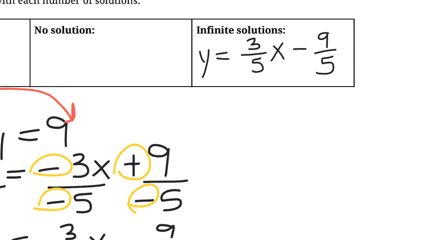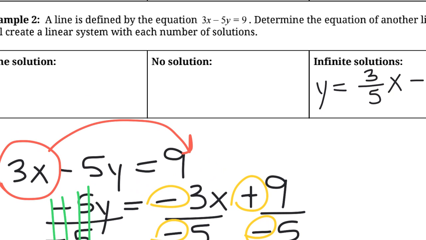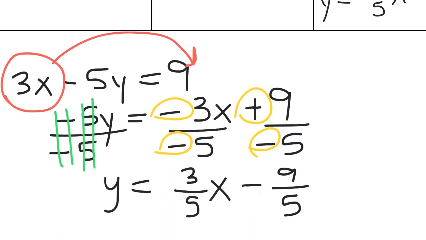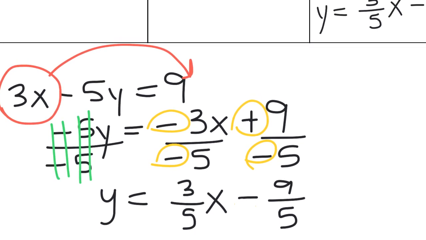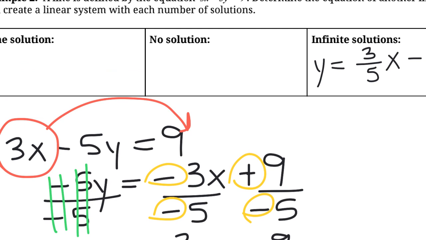Okay, when they're the exact same, they overlap each other, and they will have infinite points of intersection. If we want something that is going to have no solution, that means the lines are going to be parallel, which means that the slopes have to be the same. So if we look at our equation, the slope in our equation is 3 over 5. So that means that the equation that's going to go in this box also has to have a slope of 3 over 5.